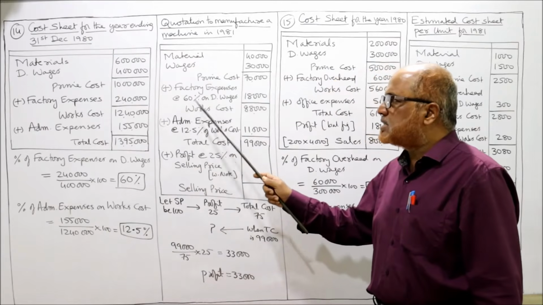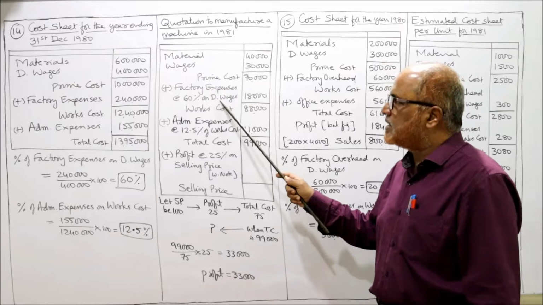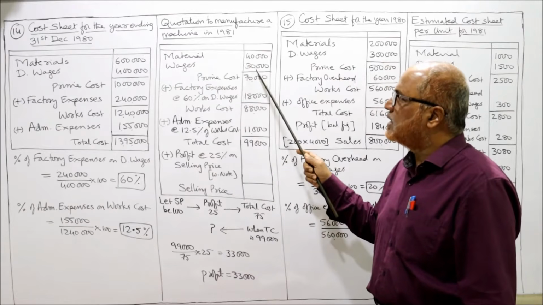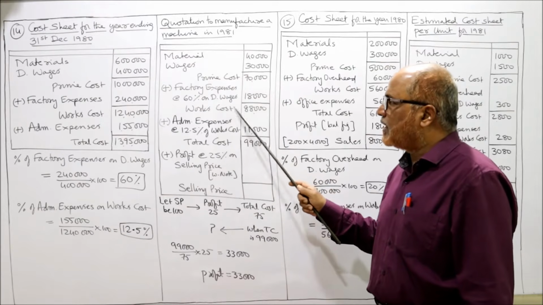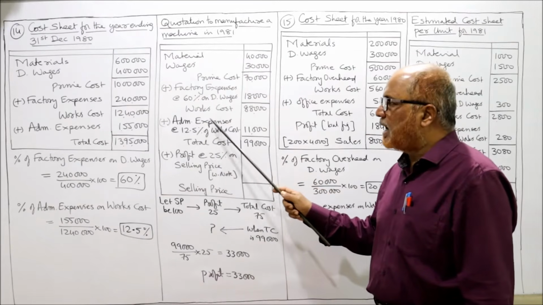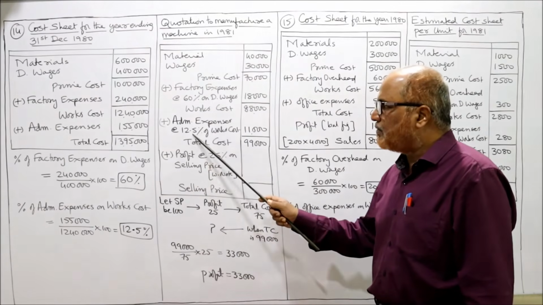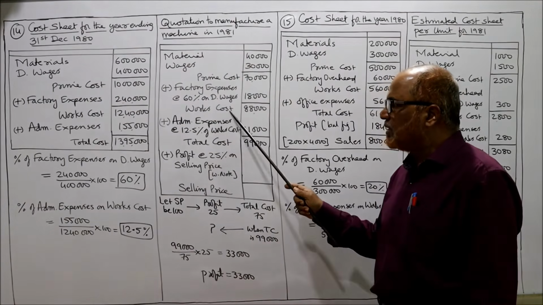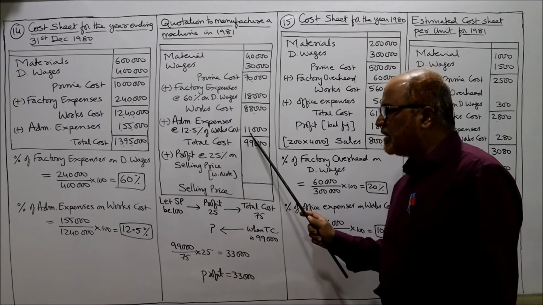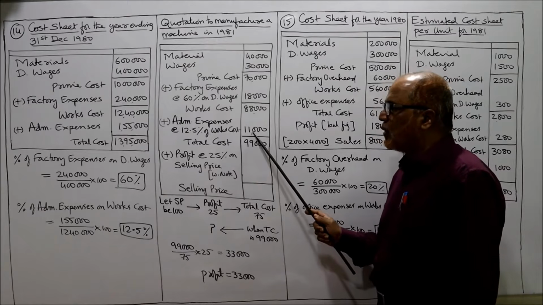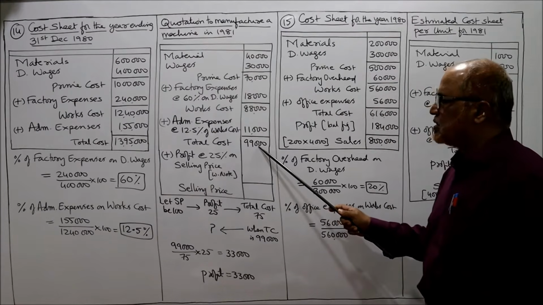So add factory overhead, 60% on direct wages, we have calculated. So 60% of direct wages, how much are the direct wages here? 30,000. 30,000 into 60%, 18,000. Add up, you'll get works cost 88,000. To this we add administrative expense 12.5% of works cost. How much is the works cost? 88,000. So 88,000 into 12.5%, 11,000 rupees are the administrative overhead. Now add up, the total cost comes to 99,000.